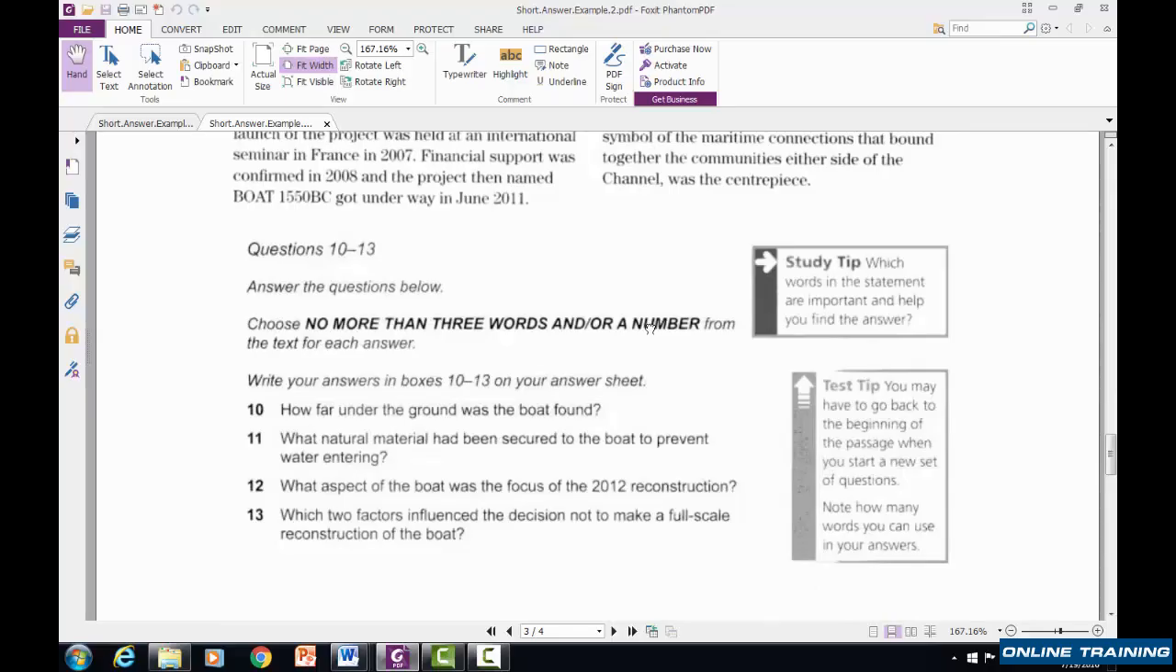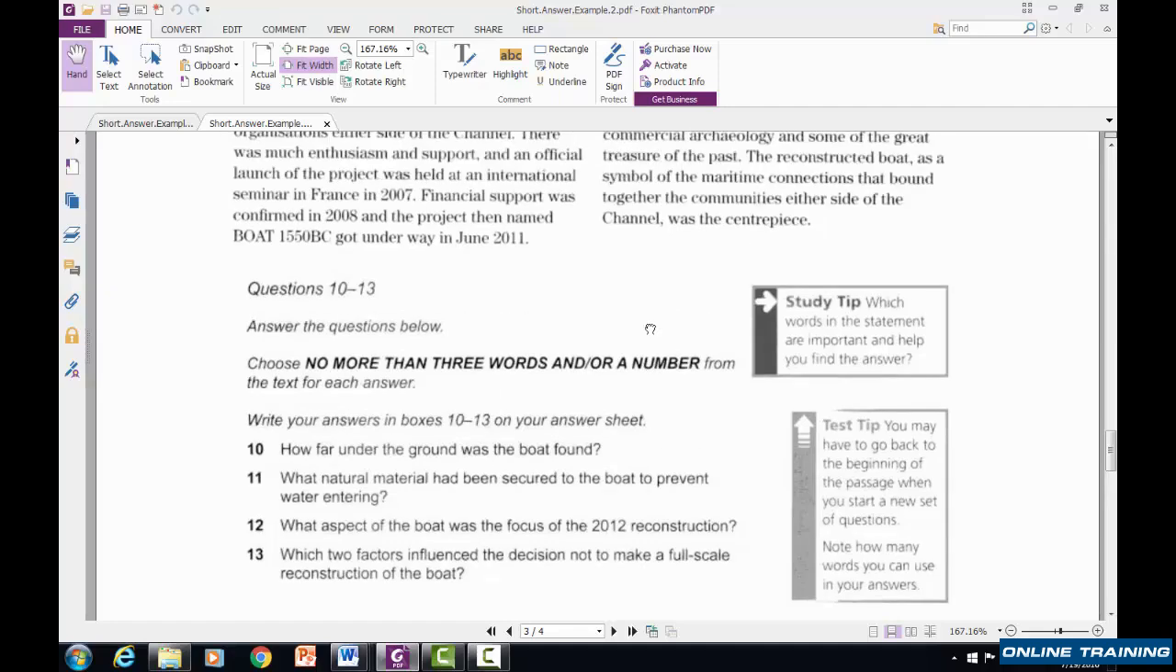Okay. Now for the other ones, numbers 10, 11, and 13, they are all pretty much the same. There are no real words that stand out. So I'm going to go ahead and look at number 11 first. Number 11 says, what natural material has been secured to the boat to prevent water entering? Key words here are natural material, boat, and also water. That's key: water entering.